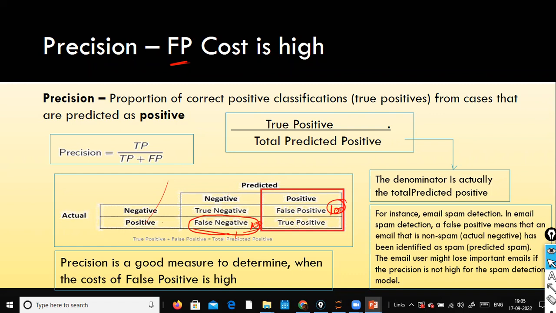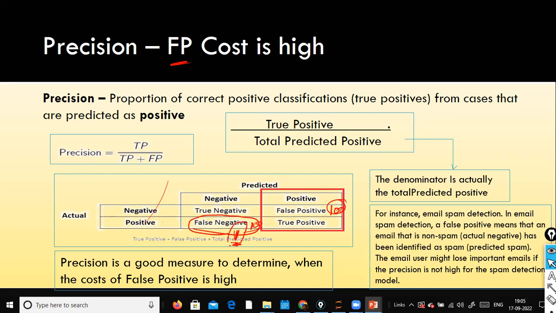Another example is fraudulent transaction. Actually, a fraudulent transaction happened, but the model wrongly predicted it is not a fraudulent transaction. That specific transaction involved a huge amount of money, 1 million or 0.5 million or 0.2 million. My model wrongly predicted it is negative, that it is not a fraudulent transaction.